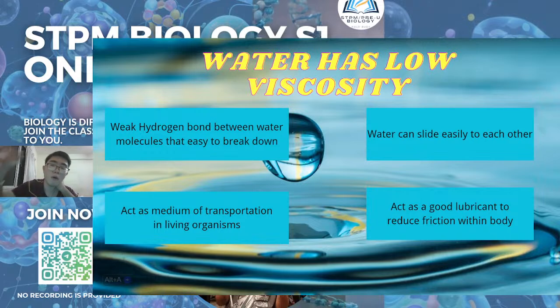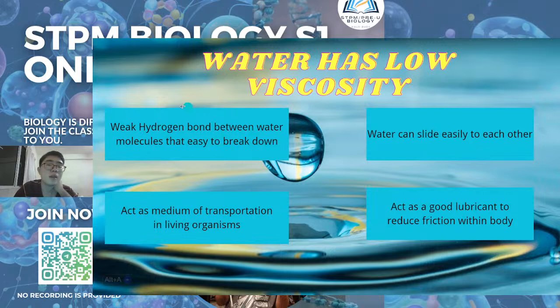Meaning when you pour water, it is very fast. When you pour water, it will come out directly from the cup. But compared to oil, when you pour it, the movement of oil is very slow compared to water. So this is also a very important characteristic of water.